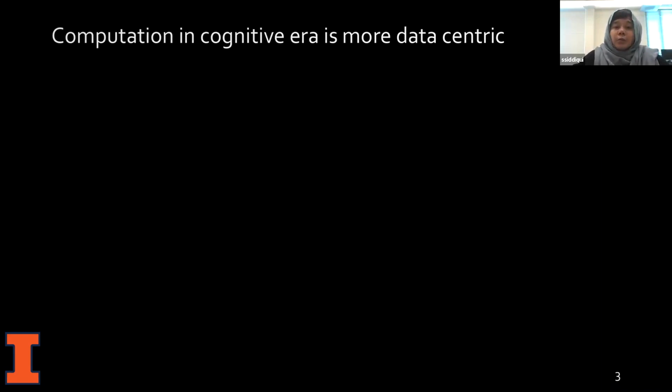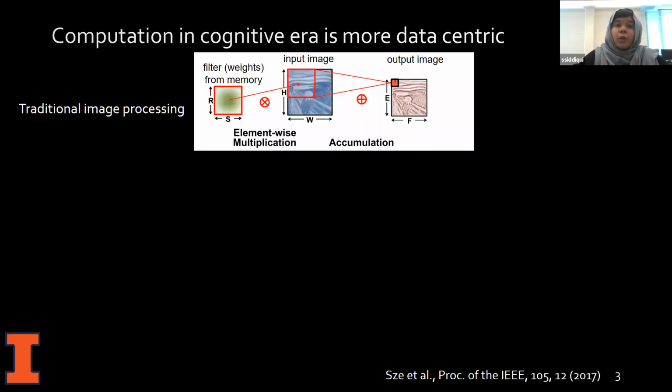For traditional image processing, an image is multiplied with a known filter. The filter is an ensemble of weights, a matrix of R by S stored in the memory. The image is also a matrix of H by W. The image is multiplied with the filter to get the output image. Both the filter and the image are stored in the memory, so they have to be retrieved from the memory, and the output image after processing also has to be stored in the memory.